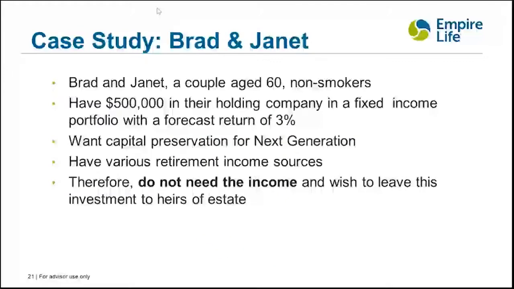So the case study I want to review is for Brad and Janet. Now, Brad and Janet are a couple, age 60, non-smokers. They have $500,000 in their holding company in a fixed income portfolio with a target rate of return of 3%. Their objectives are to achieve capital preservation for the next generation, and they have various retirement income sources such that they do not need the income from this portion of their asset base.